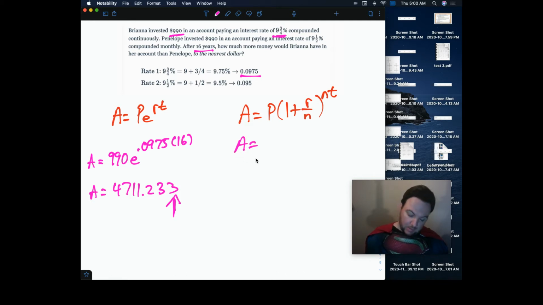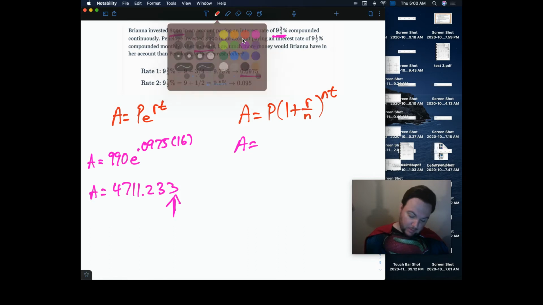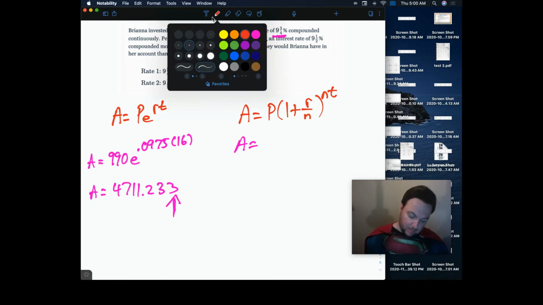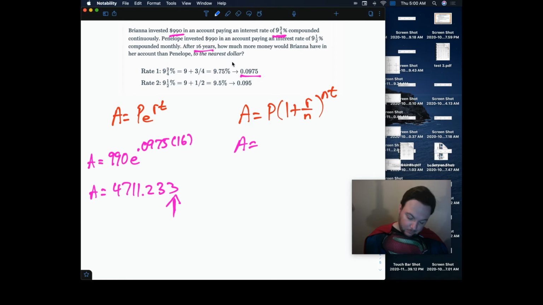So this next one is the same thing. I guess I should be doing this a different color. I keep going to the same colors. Okay, let's go blue. So again, 990 is still the principal. The rate is going to be the same. Oh, my bad, the rate isn't the same. It's 9.5. So it's going to be 0.095.